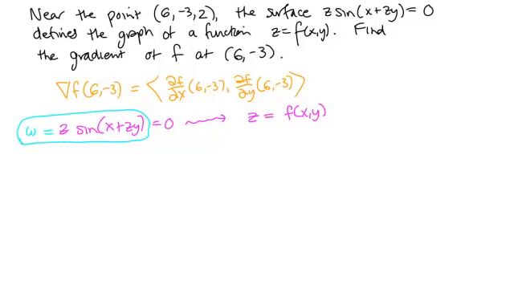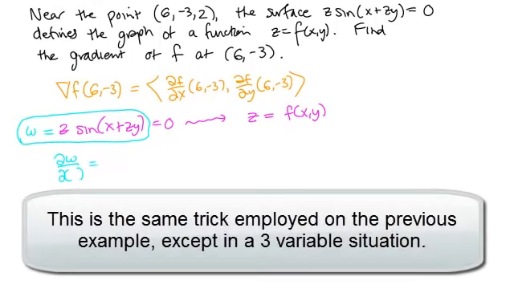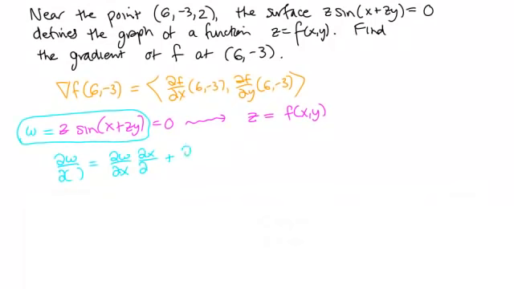If we applied the chain rule to it, we would get, for any variable we picked, the derivative of w with respect to that variable is equal to the derivative of w with respect to x times the derivative of x with respect to that variable, plus the derivative of w with respect to y times the derivative of y with respect to that variable, plus the derivative of w with respect to z times the derivative of z with respect to that variable, and this would have to equal the derivative of 0, which is 0.